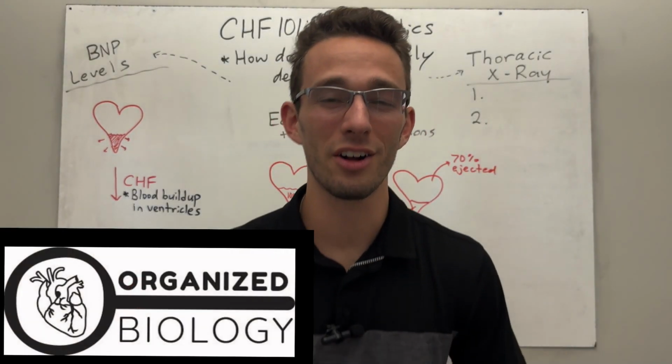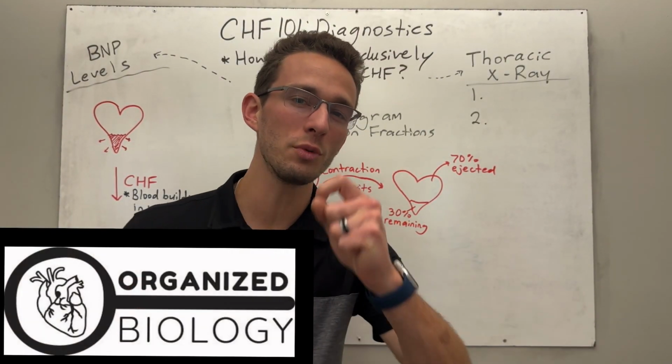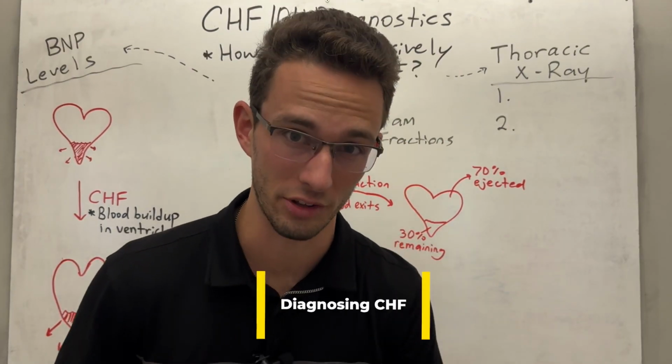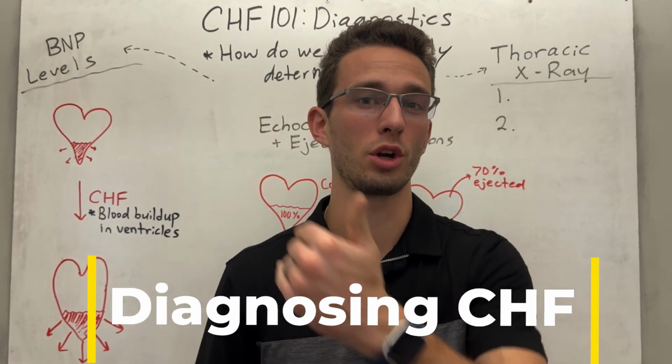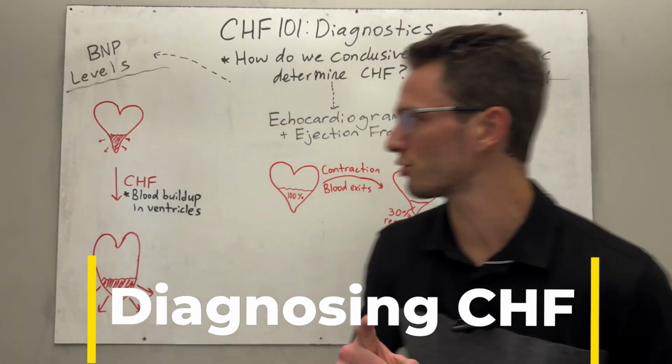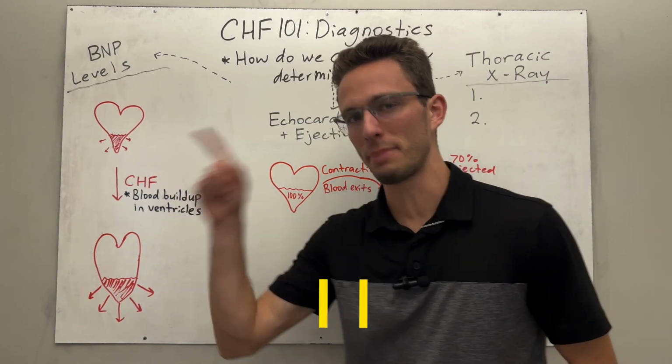Hey everybody, Organized Biology, and in this segment we're going to talk about how you actually diagnose congestive heart failure. There's three main methods to this and we're going to go through each one very quickly. So the first one we're going to talk about is BNP levels.